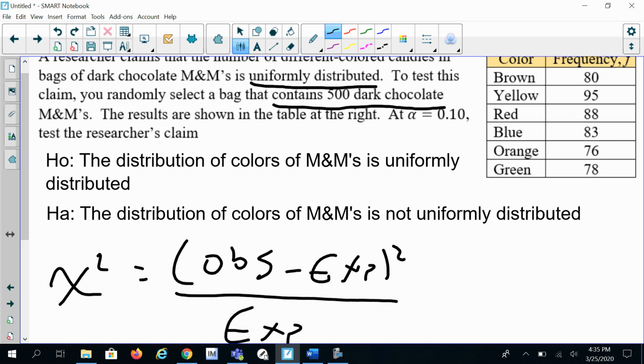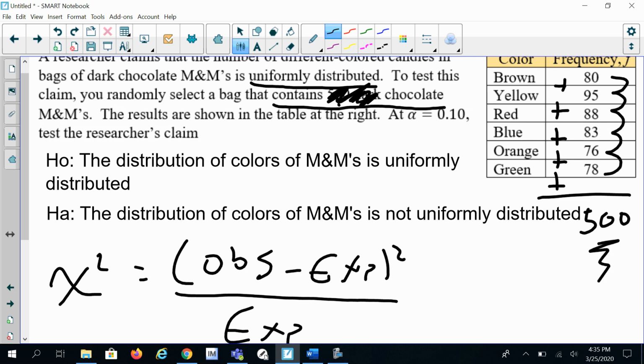If I didn't have that, all I'd have to do is add all of these together. And if you add all those up, you're supposed to get 500. So let's say that wasn't here. Then you'd have to just add the 80 plus the 95 plus the 88, 83, 76, 78, and it will give you the total. It may not be a nice number. It may not be a pretty number like 500, and I think the last problem was 300. But just add those up. That's n, the total.